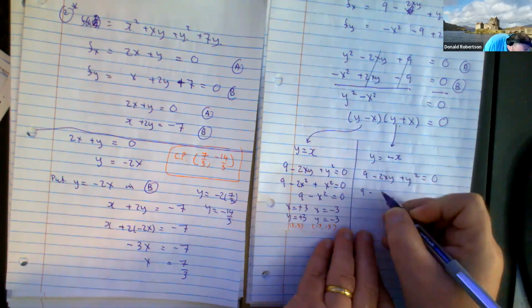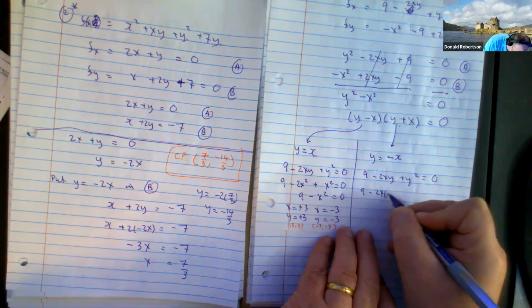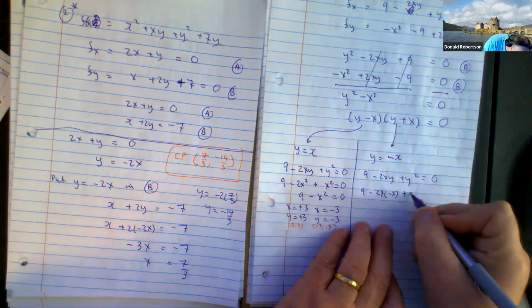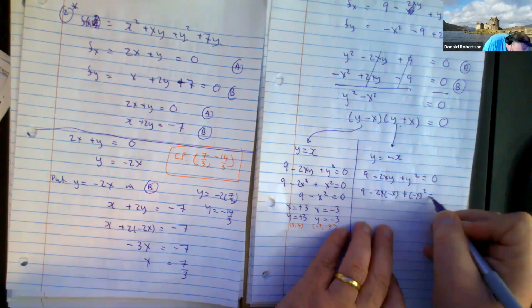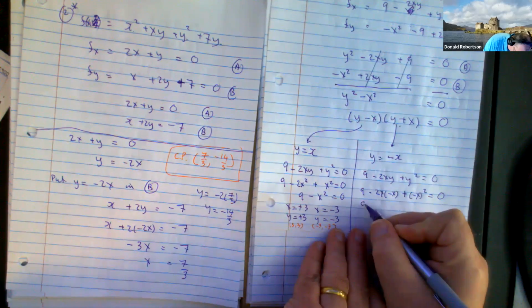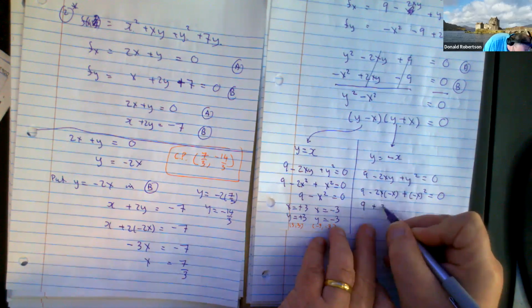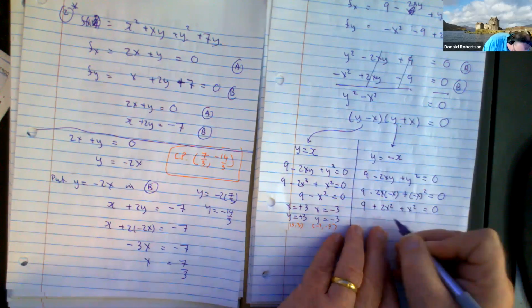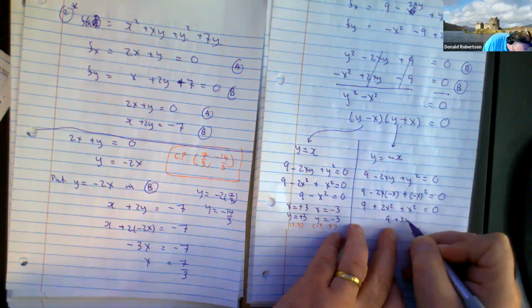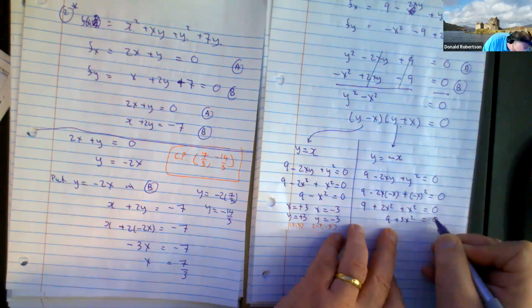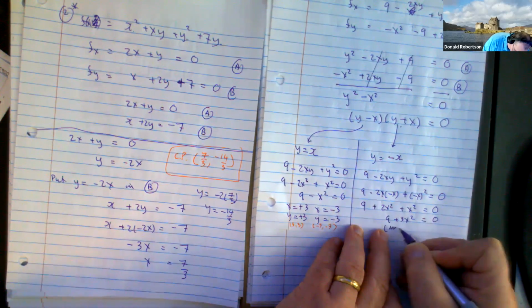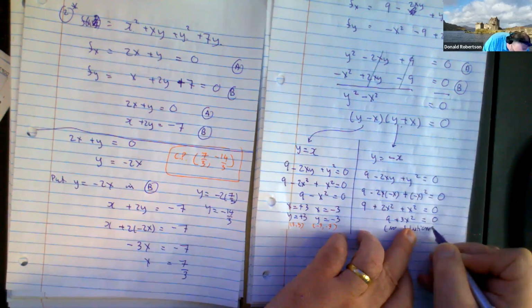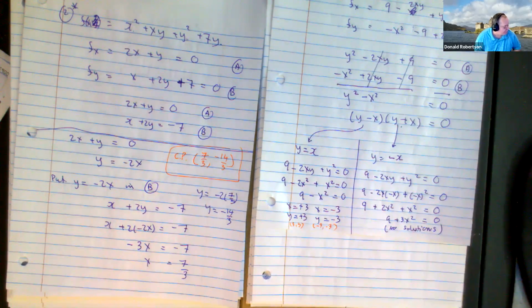And that becomes -2x times -x plus -x squared equals 0. And that's going to get me 9 plus 2x squared plus x squared equals 0. And that's going to get me 9 plus 3x squared equals 0. And that's going to get me no solution. So there's nothing going to come out of that choice.